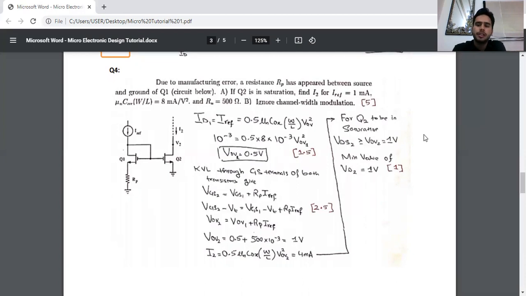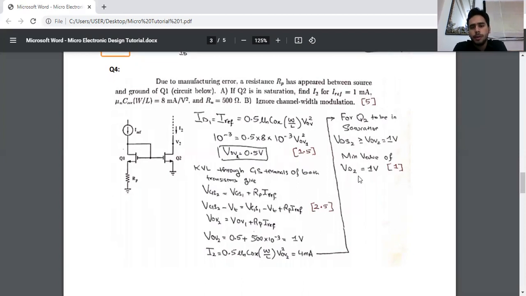So VDS has to be greater than 0.5, and we take the minimum value to be 1 volt. So these are the parameters. We get V overdrive to be 1 volt. We get the current for the MOSFET to be 4 milliamps, and those are the parameters which we have found.